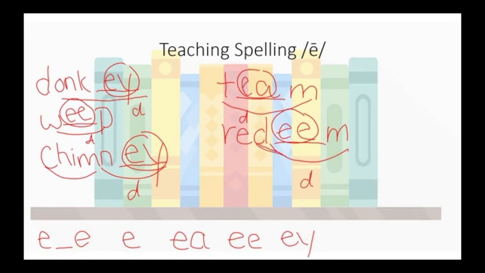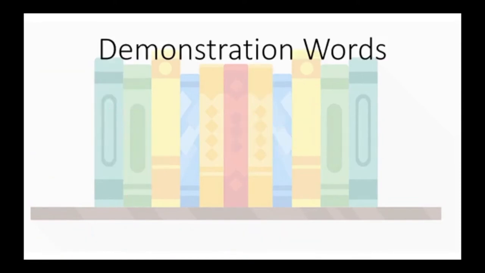Notice I did not mark chim or re because those are a separate syllable, or dawn. For this one, it's a closed syllable, and the last one is an open syllable with the long E for redeem. We're going to take some time to talk about our two demonstration words for this week.